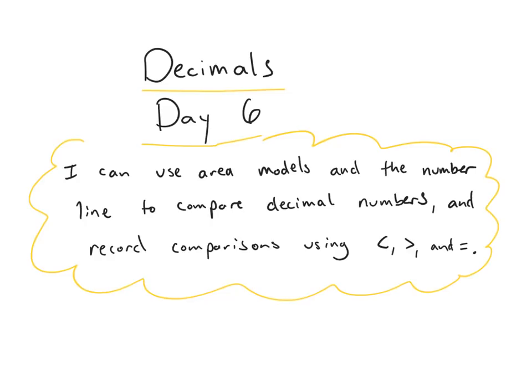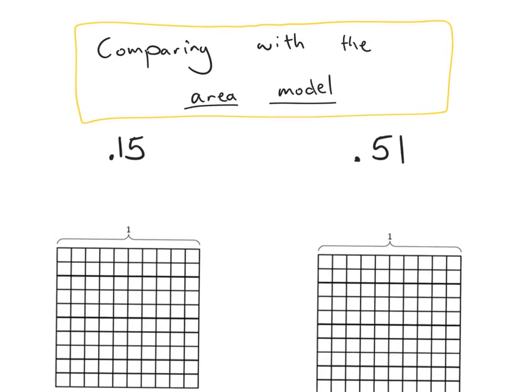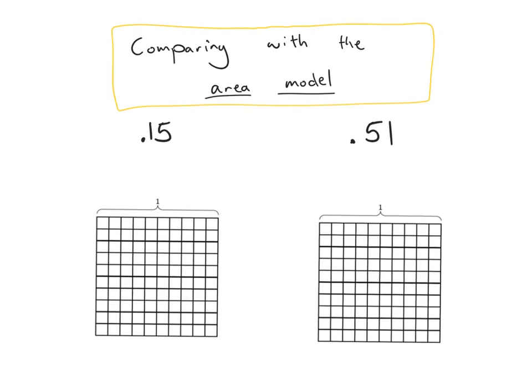So let's go ahead and jump into the first strategy here, which is comparing decimals with the area models. So we've been using area models to represent decimals already, and so now we're going to look at how we can use them to compare two different decimals to each other. So I'm going to be starting out with the problem of comparing 15 hundredths to 51 hundredths.